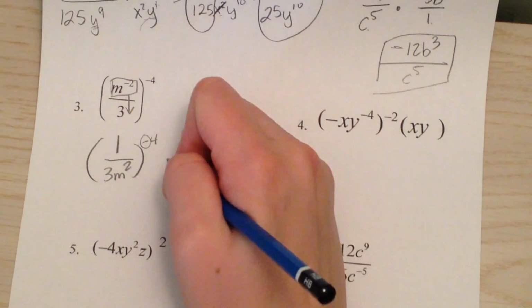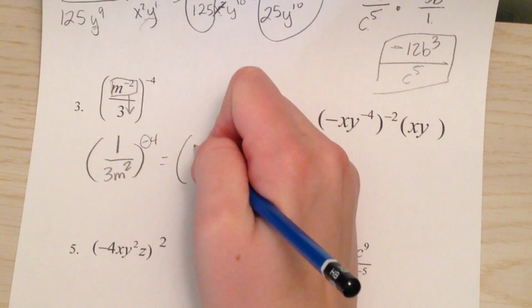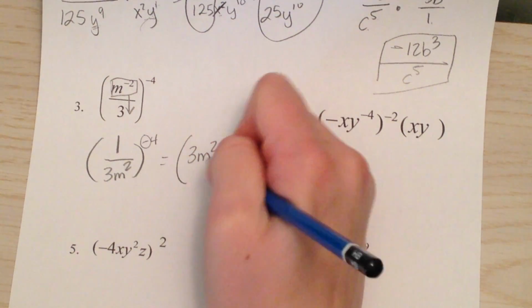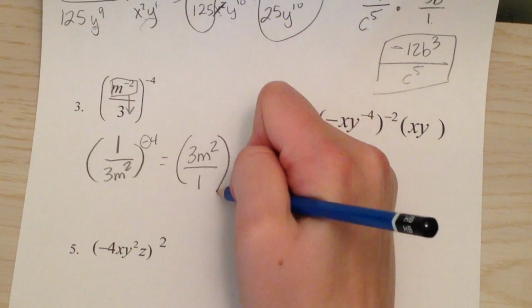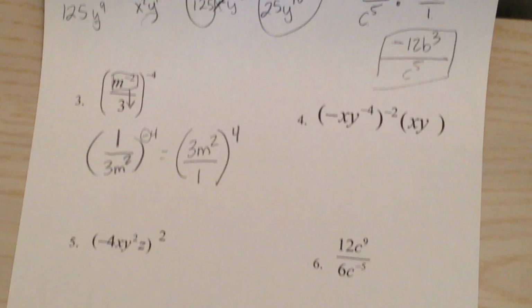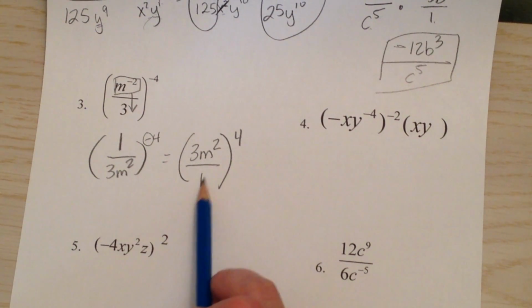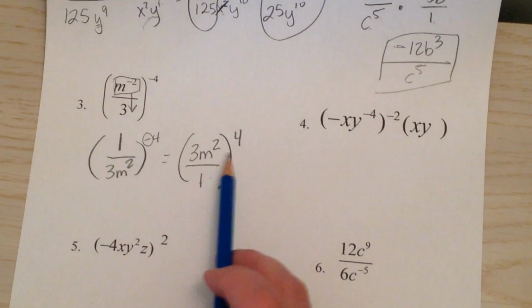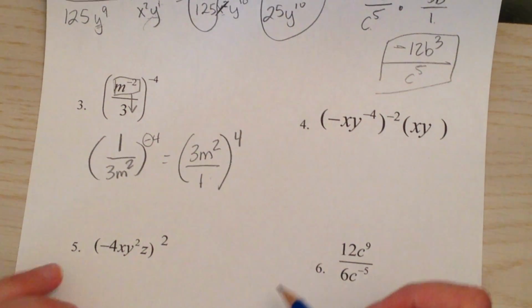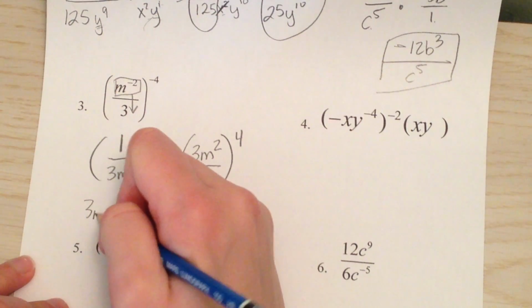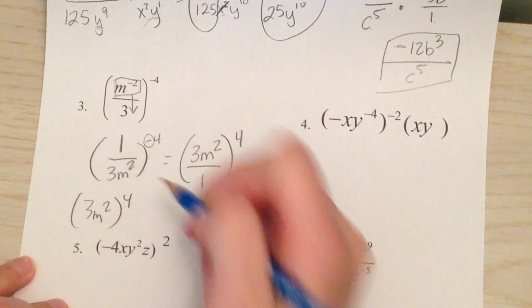And to do that, I'm just going to flip my entire fraction around. So my 3m squared is on top, my 1 is on bottom, and it's to a positive 4. Now at this point in my next step, I'm going to drop this 1 down here. I don't need a 1 in the denominator. So I really have 3m squared all to the 4th power.